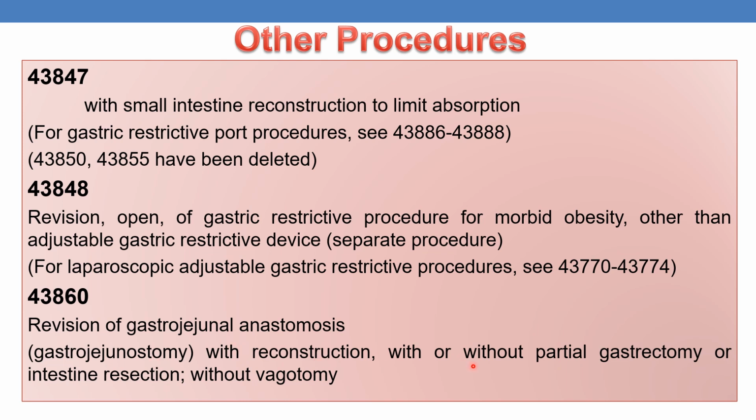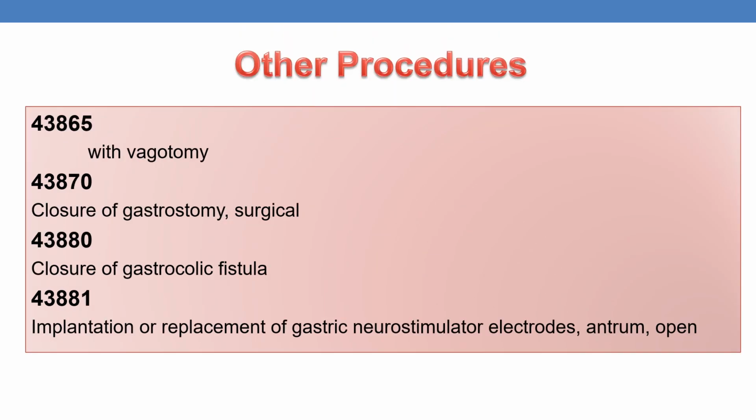Gastrojejunostomy with reconstruction with or without partial gastrectomy or intestine resection without vagotomy. The previous CPT is without vagotomy, and if it is performed with vagotomy, the CPT is 43865. The next is 43870. Closure of gastrostomy surgical. The next is 43880. Closure of gastrocolic fistula. The CPT is 43880.